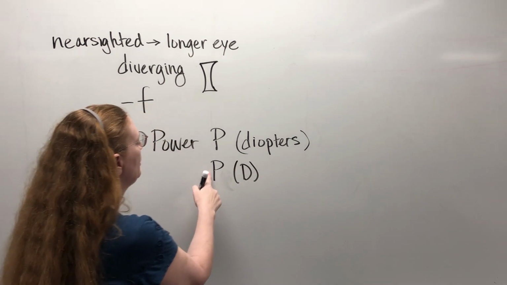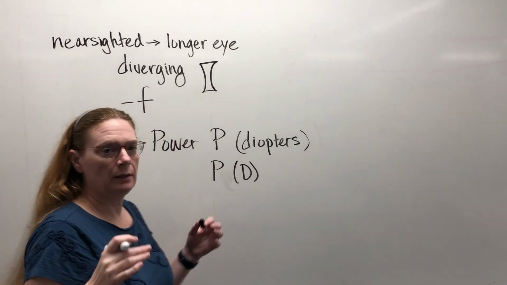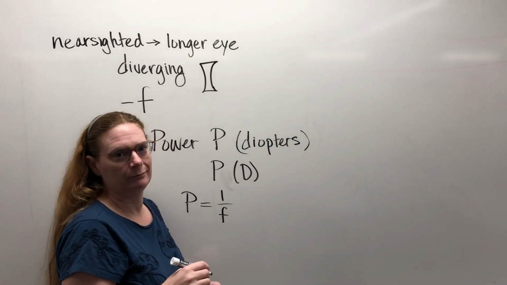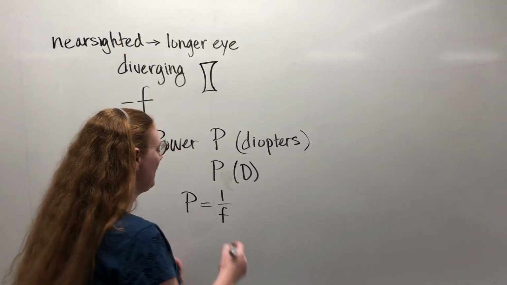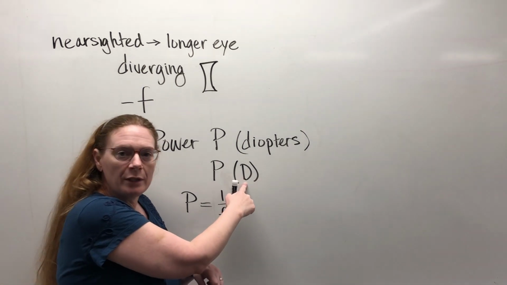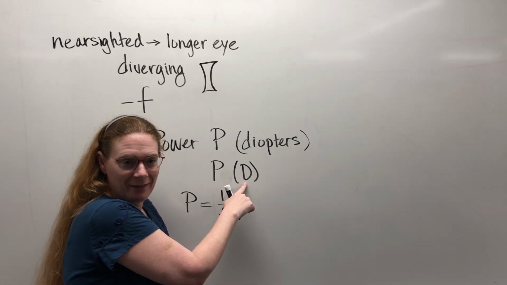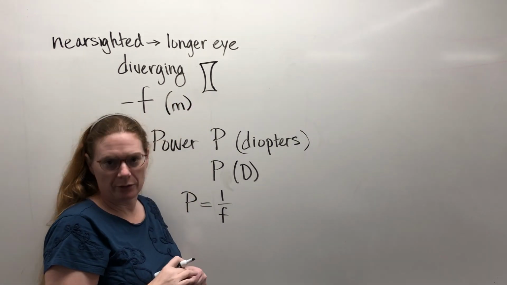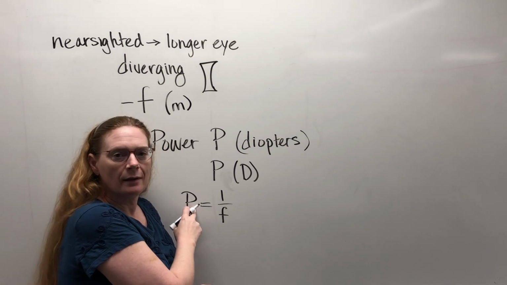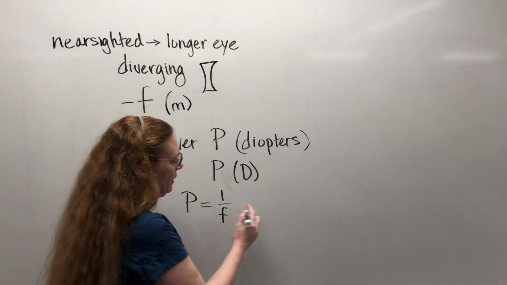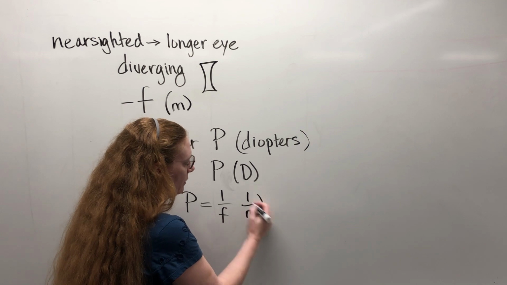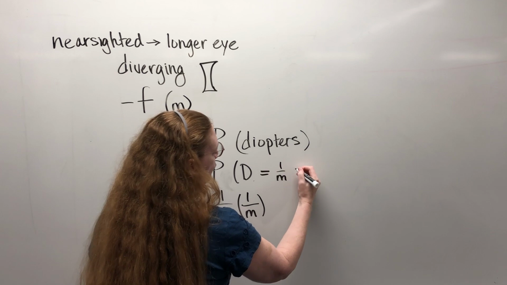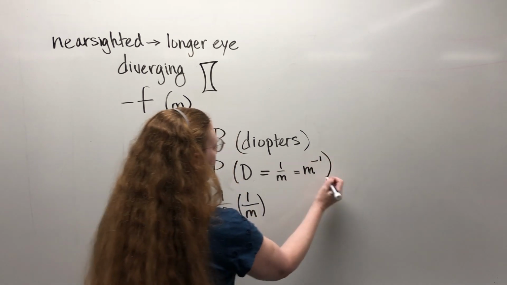The relationship between power and focal length is really straightforward. Power is 1 over the focal length, and focal length is 1 over the power. So a diopter, can you figure out what unit a diopter must be in? If a focal length is in meters, what is a diopter? Well, if f is in meters, then we have 1 over meters. So a diopter is equal to 1 over meters, or meters to the minus 1.